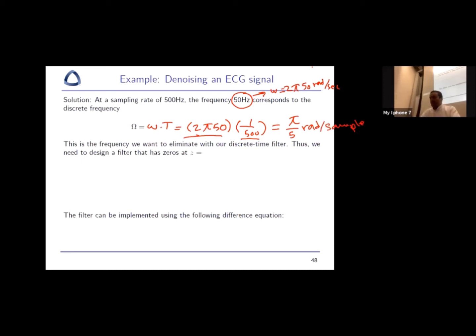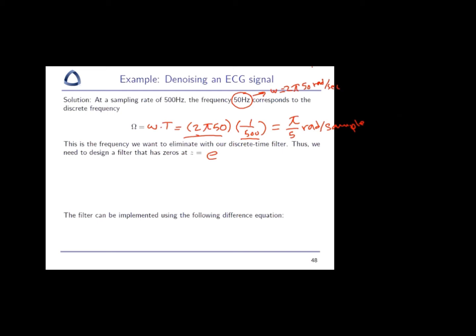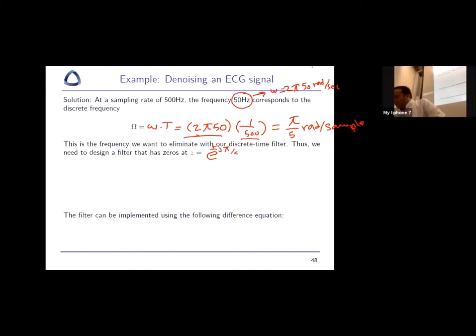So this is the frequency we want to eliminate with our discrete time filter. That means we need to design a filter that has zeros at z equals e^(±jπ/5). Exactly, π/5. We want to design a filter that rejects specific frequencies.